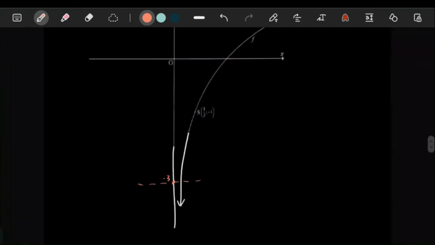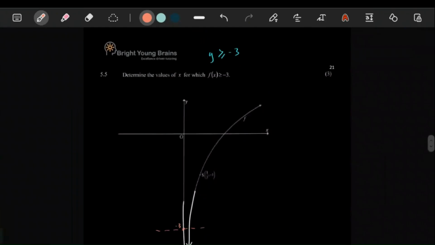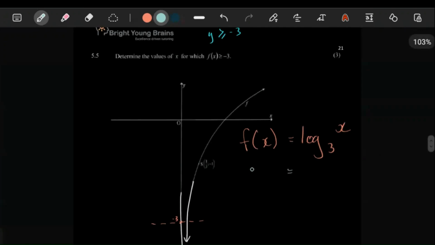So let's firstly work out where it's equal to -3. So the graph of f of x, as we already know, f of x is equal to log base 3 of x. If you want to work out where it's equal to -3, you're going to make f of x equal to -3, so log base 3 of x equals -3.